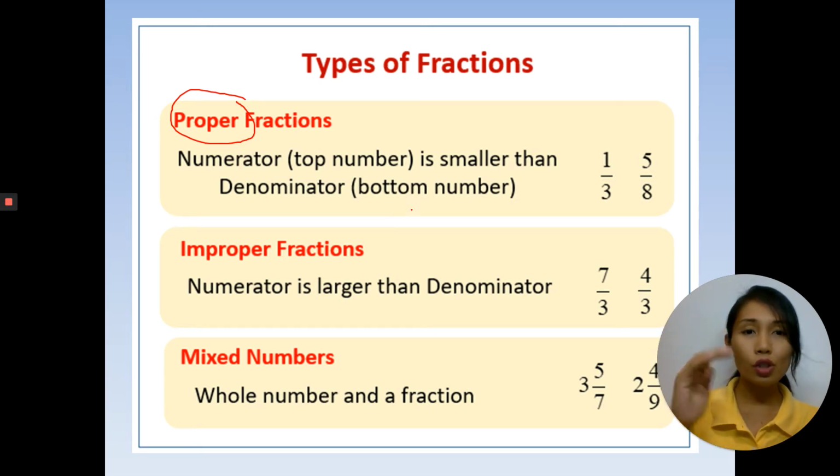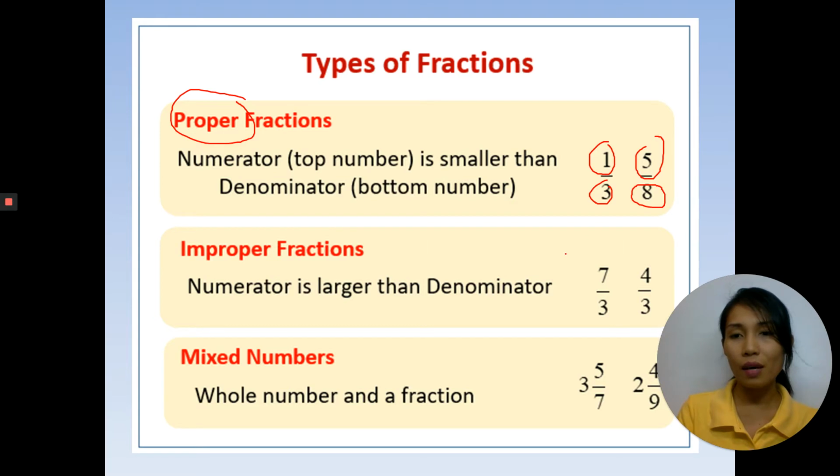The numerator should be smaller. Okay, that's the common, so that's the proper. Okay, if you can see, 1 and 5 is smaller than 3 and 8. Okay, 3 and 8 is the denominator.